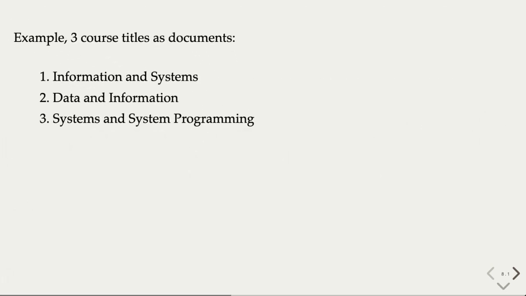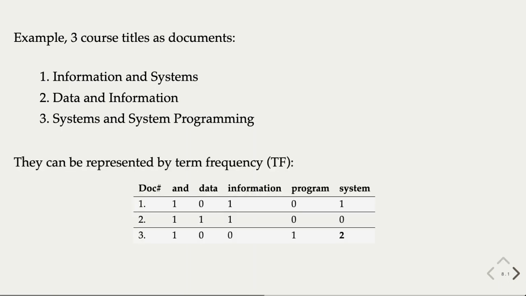So let's look at another example, 3 course titles as 3 documents. The first course is information and systems, the second is data and information, and the third is system and system programming. Notice that the term system appears in the third document twice, and so its term frequency is 2. Other terms either appear in each document once or do not appear at all, so the other values are 0 or 1.